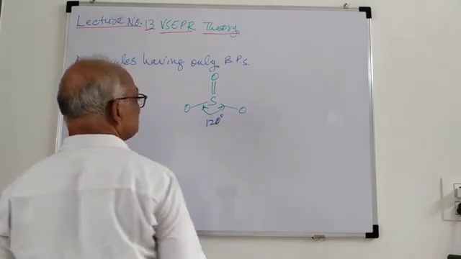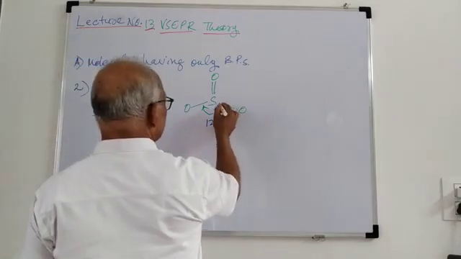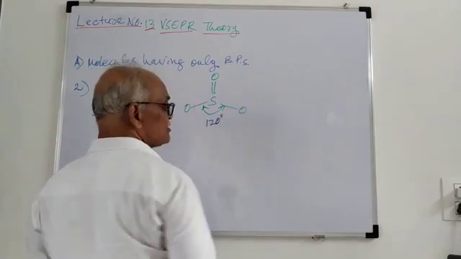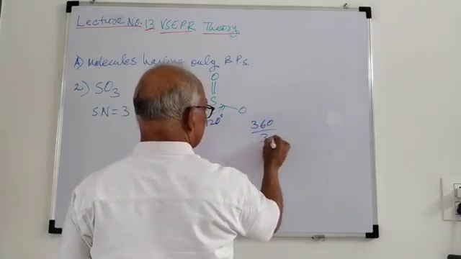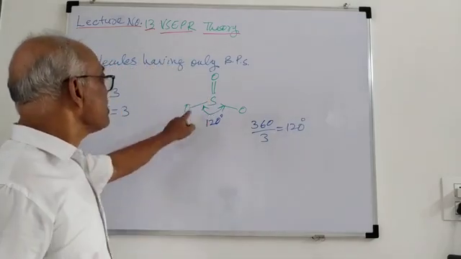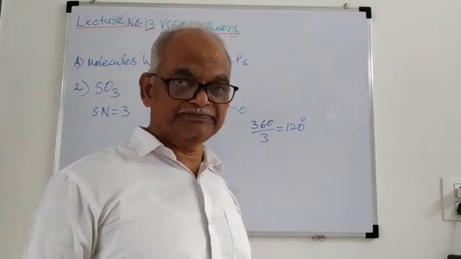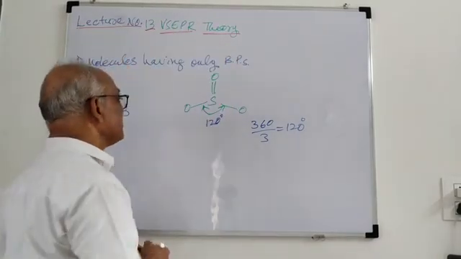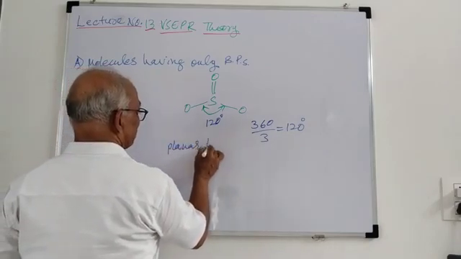The bond angle here is 120 degrees. How is it calculated? Because there are 3 positions around the 360 degree angle, we calculate 360 divided by 3, that is 120 degrees. So all these 3 atoms are lying at equal positions from each other. The shape of the molecule is called planar triangular.